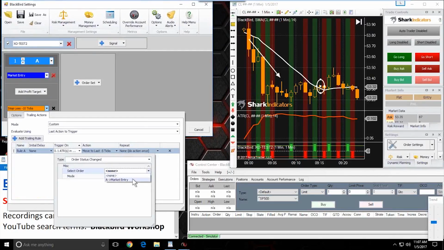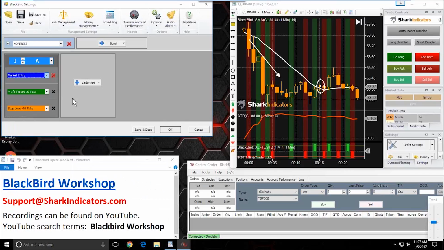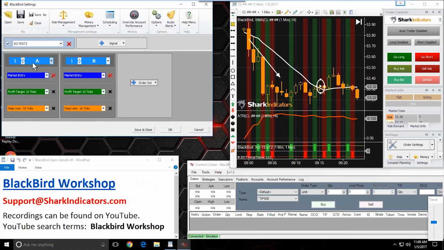So the first thing, right now, all I have is just the market entry order. If you notice, I only have an entry order set up and a stop loss set up. So if I look under my select orders, I can see that I only have just the market order to pick from. So let me go in here and do something. Let's set up an order set A and an order set B. So I've got two different order sets.